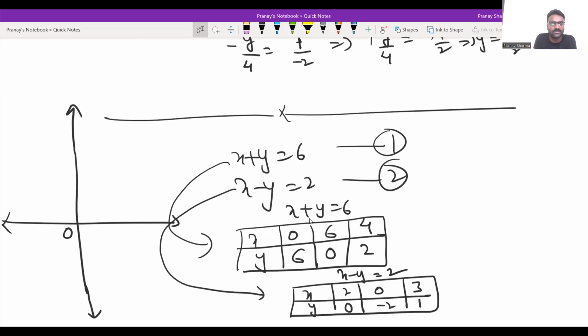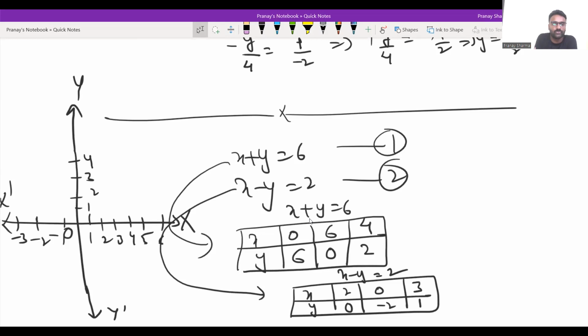Okay, so this is O, this will be x, this will be y, and this will be y dash, this will be x dash. Here we are representing negative values, -1, -2, -3. This is positive 1, 2, 3, 4, 5, 6. 1, 2, 3, 4, 5, 6. -1, -2, -3, -4, -5. Why I am representing this?